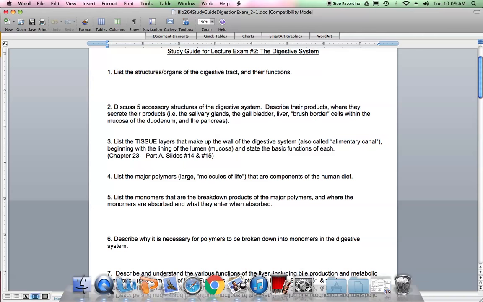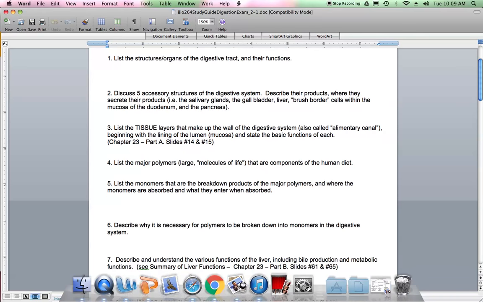So that's this one. Number 6, why is it necessary for polymers to be broken down into monomers? Well, polymers are too large to get through the mucosa and into the bloodstream. So we need to have monomers because they're tiny and they can get through.